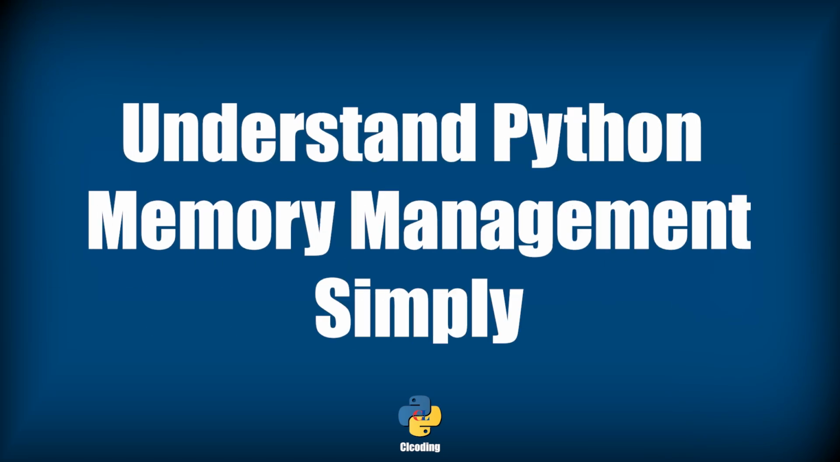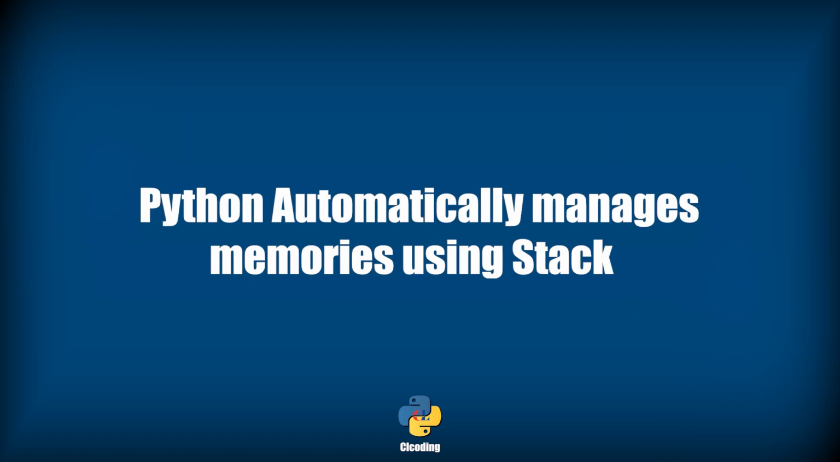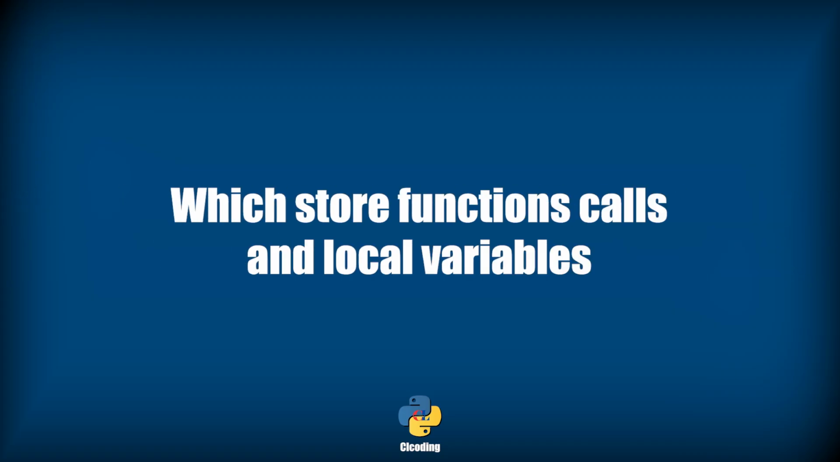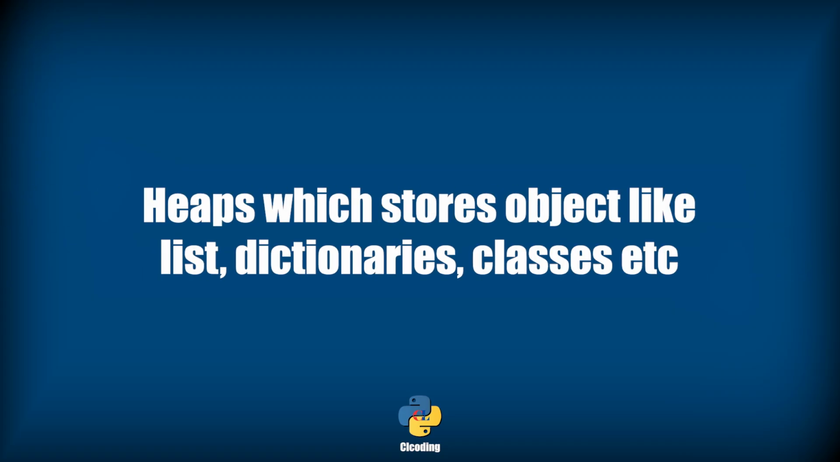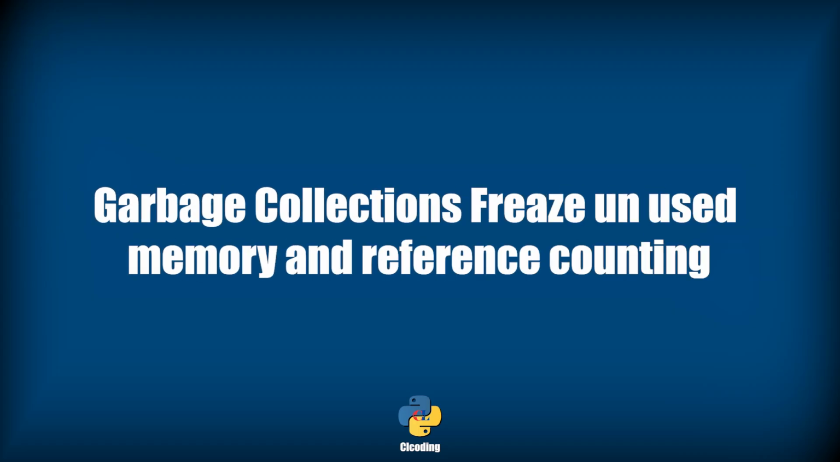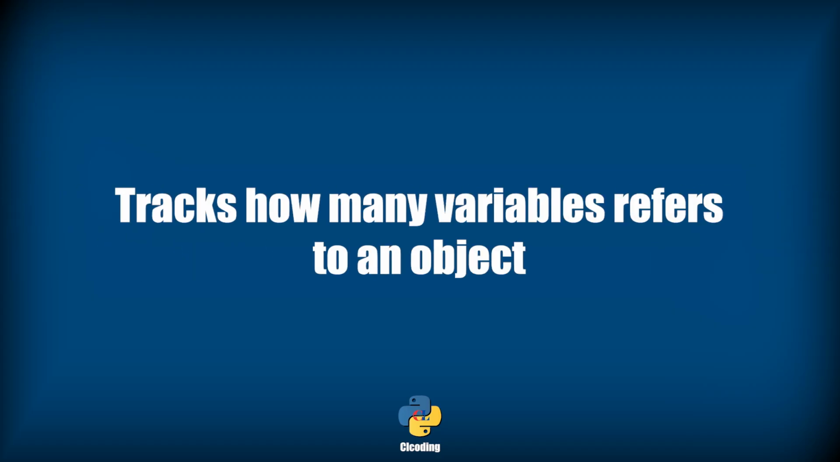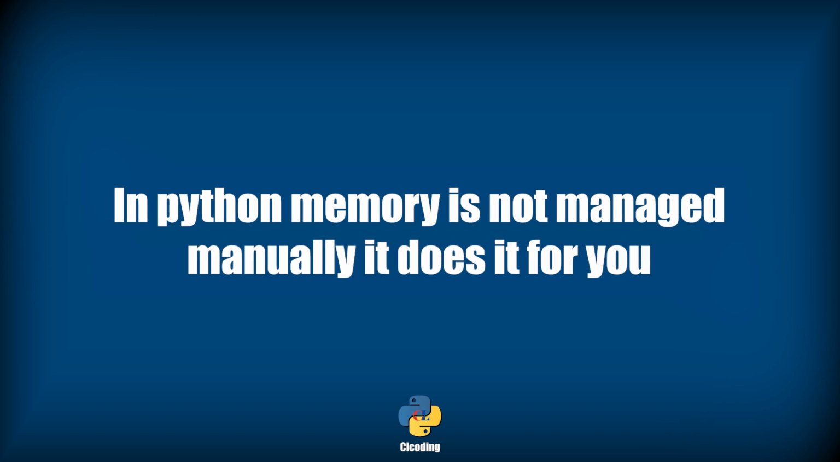So today's video is about understanding Python memory management simply. Python automatically manages memory using the stack, which stores function calls and local variables, the heap, which stores objects like lists, dictionaries, classes, etc., garbage collection, which frees unused memory, and reference counting, which tracks how many variables refer to an object. So in Python, you normally don't manage memory manually. Python does it for you.